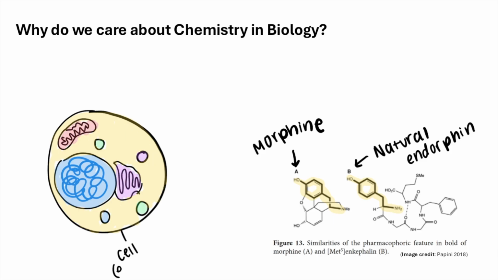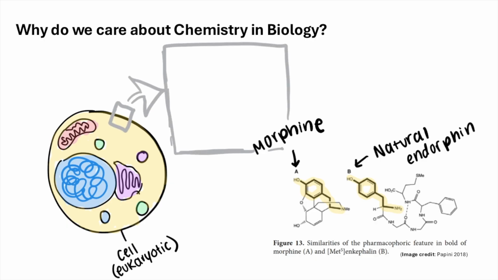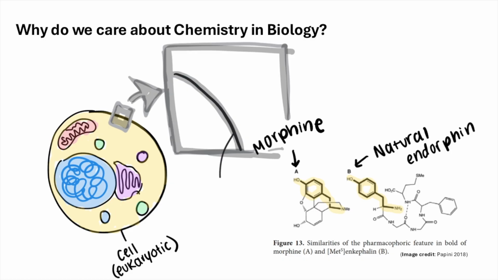So, one of the most important ideas we'll keep coming back to is this: biological function depends on chemical interactions. And chemical interactions are driven by chemical bonds, shape, and charge, which is why we talk about it. Let's start with a real world example first. This example is going to have to do with morphine and natural endorphins.